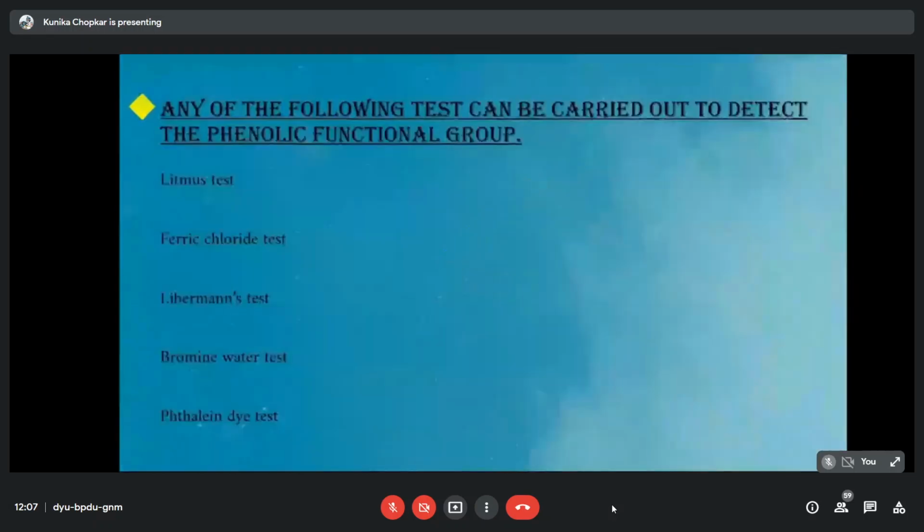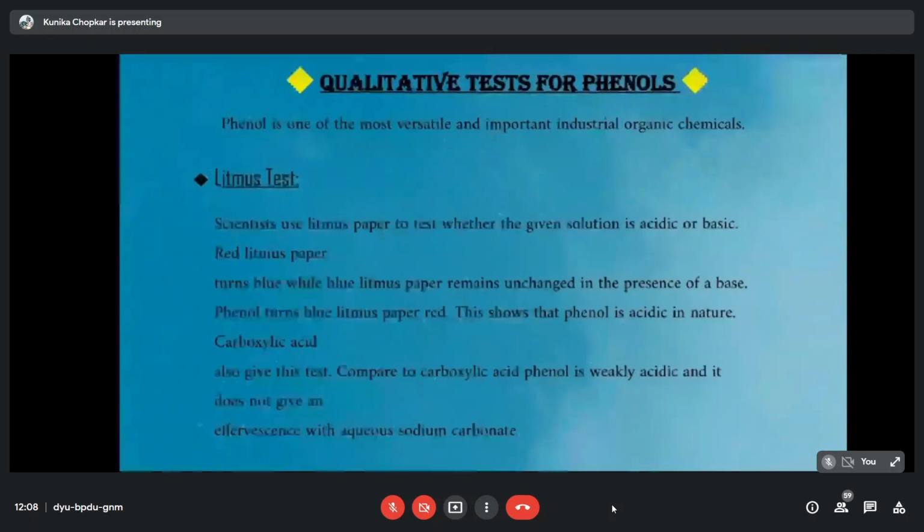So here are the 5 tests. Any of the following tests can be carried out to detect the phenolic functional group. First is litmus test, second is ferric chloride test, third is Liebermann's test, fourth is bromine water test, and fifth is thiene dye test. So here is our main topic, that is qualitative test for phenols. Phenol is one of the most versatile and important industrial organic chemicals.